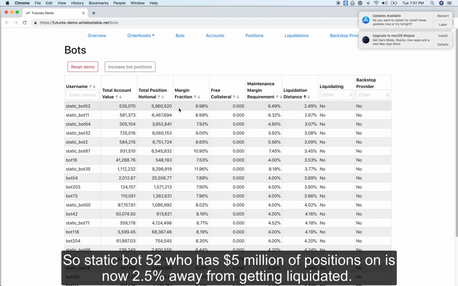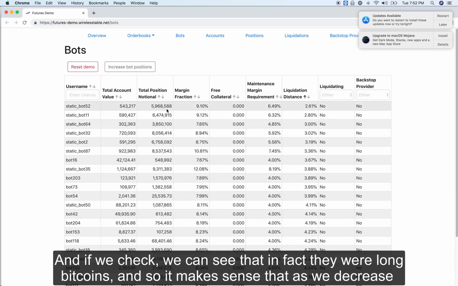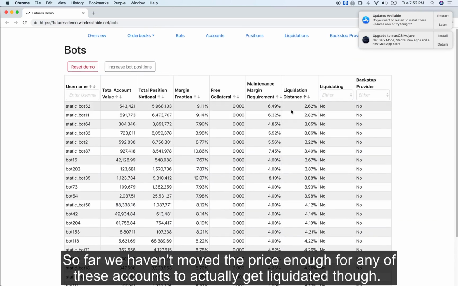So StaticBot52, who has $5 million of positions on, is now 2.5% away from getting liquidated. And if we check, we can see that, in fact, they were long Bitcoin. And so it makes sense that as we decrease the Bitcoin price, their account starts to get in greater danger. So far, we haven't moved the price enough for any of these accounts to actually get liquidated, though.